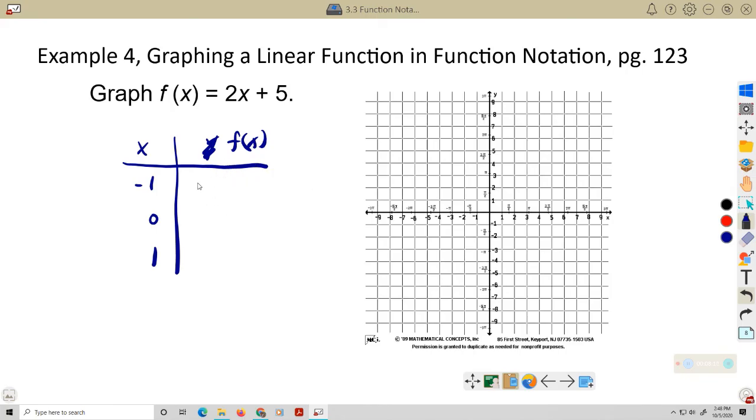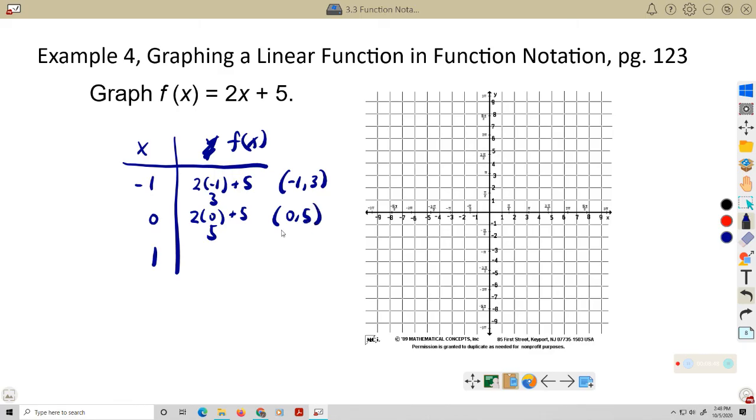So f of negative 1 would be 2 times negative 1 plus 5. So negative 2 plus 5 is 3. So negative 1, 3. I'm going to write those as an ordered pair. 0, well, 2 times 0 plus 5. 2 times 0 is 0, and 0 plus 5 is 5.